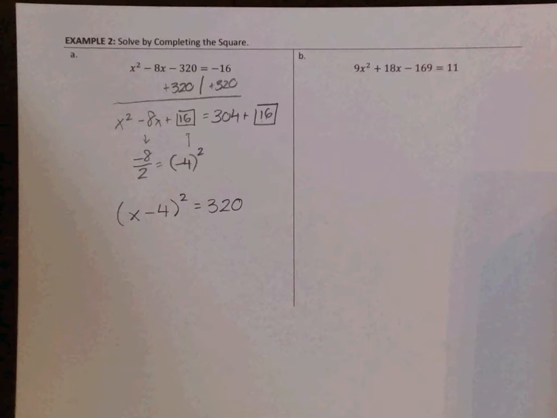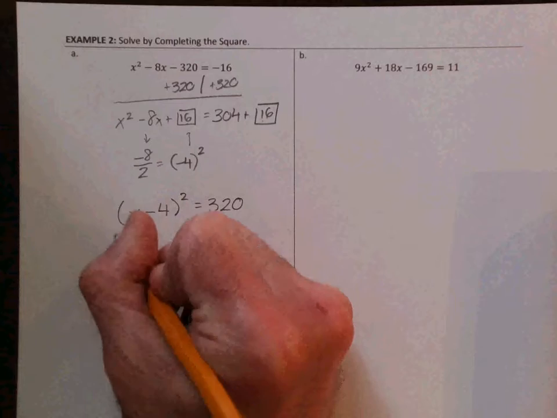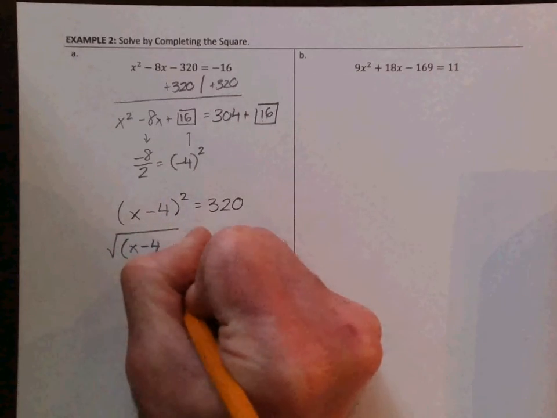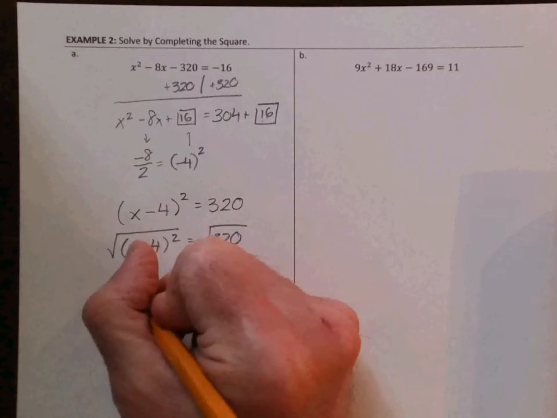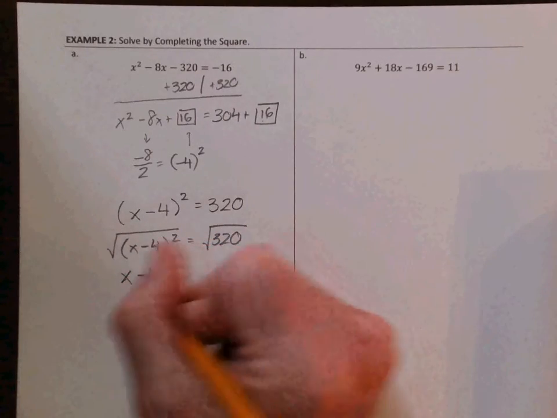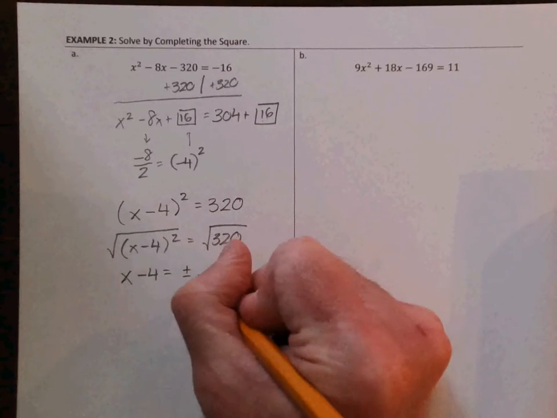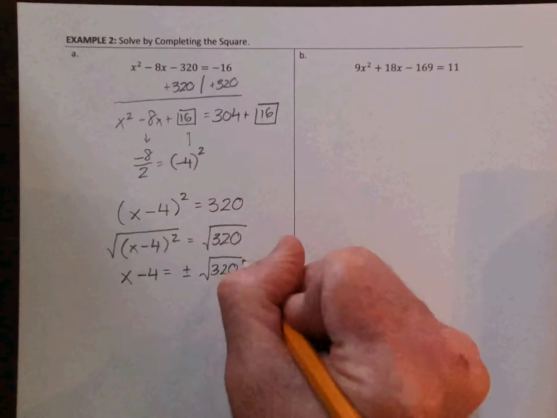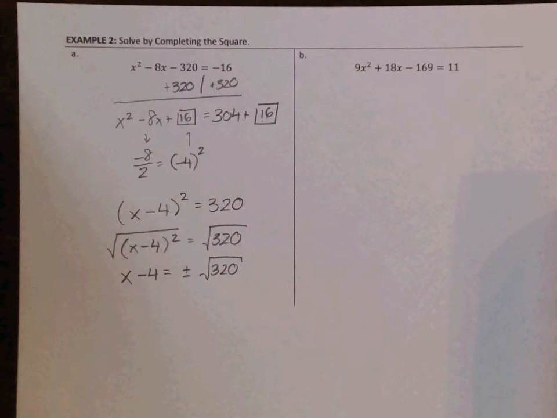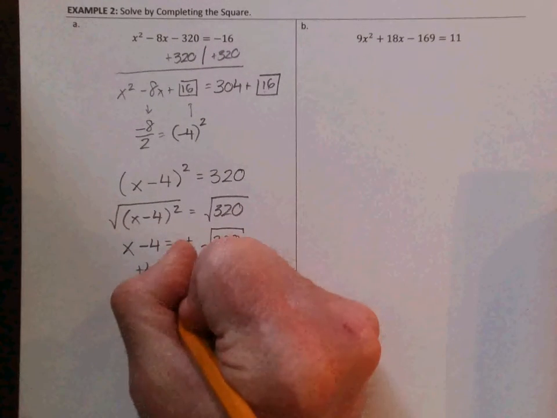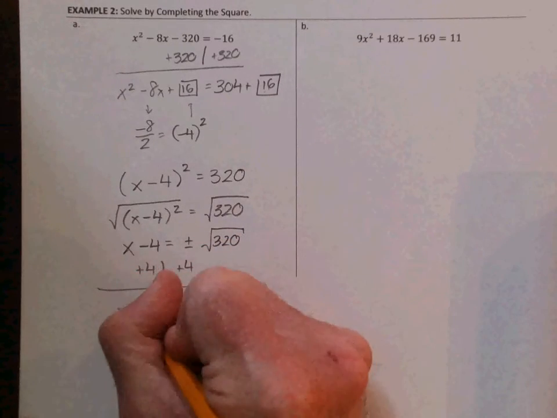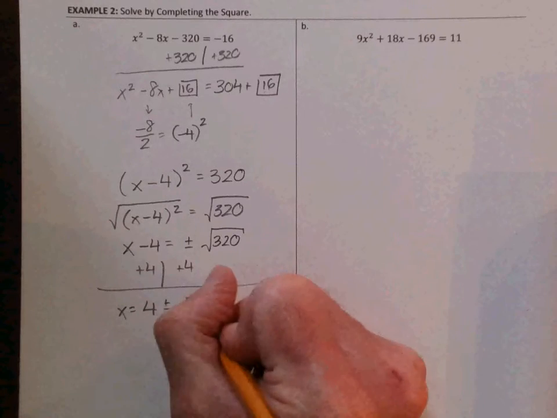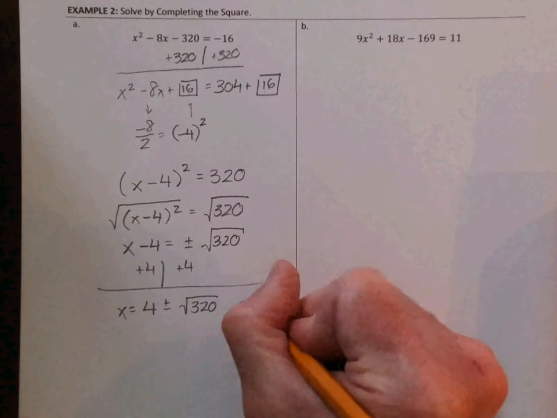Now I'm going to solve using square roots. Take the square root of x minus 4 quantity squared equals the square root of 320. I will be left with x minus 4 is equal to plus or minus the square root of 320. And I'm going to add 4 to both sides and get x is equal to 4 plus or minus the square root of 320. This is the exact solution.